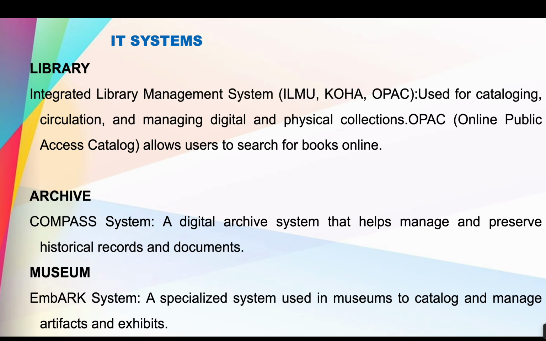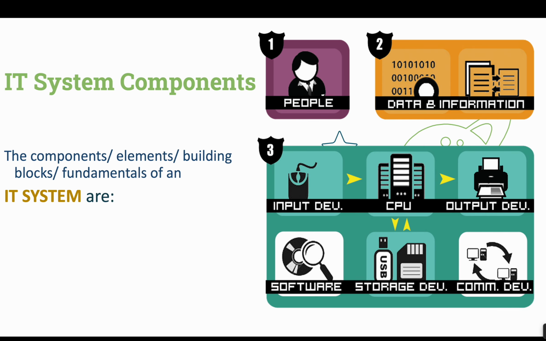Okay, the IT system components. We have people, which is us, the personnel, and we have data and information that we need, which act as our resources, and we have input, CPU, and output for the user request, and it may go to storage.